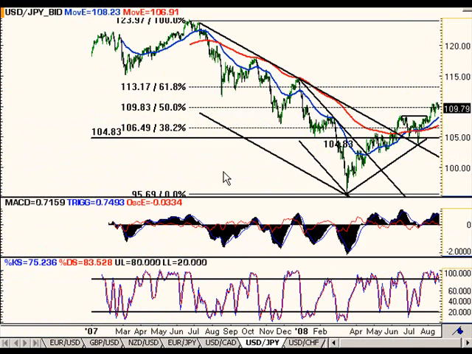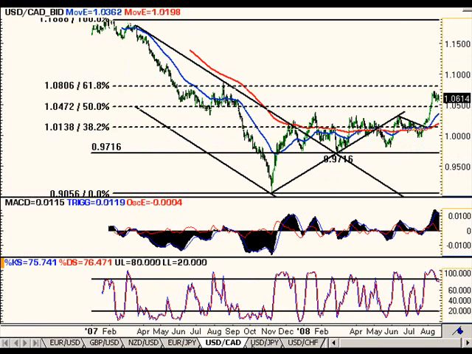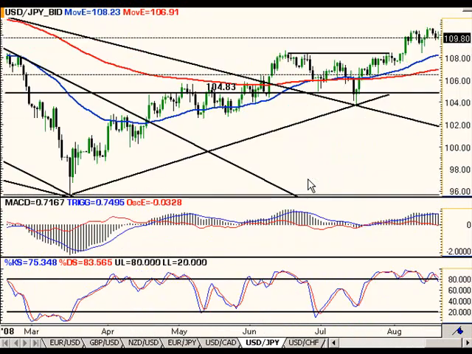We look at dollar yen, dead on. We can see the Japanese yen has reached its 50% retracement level, as opposed to the Canadian dollar, which is just slightly above it on the daily charts.